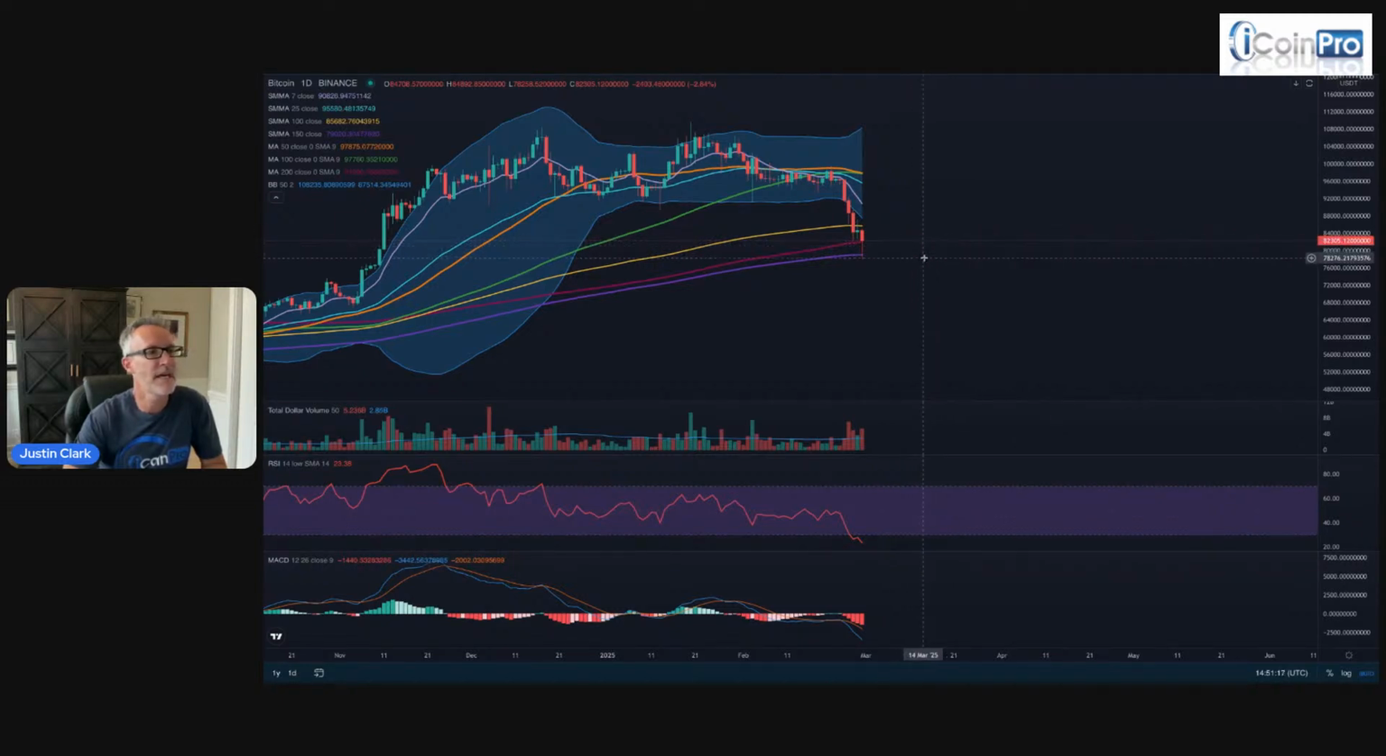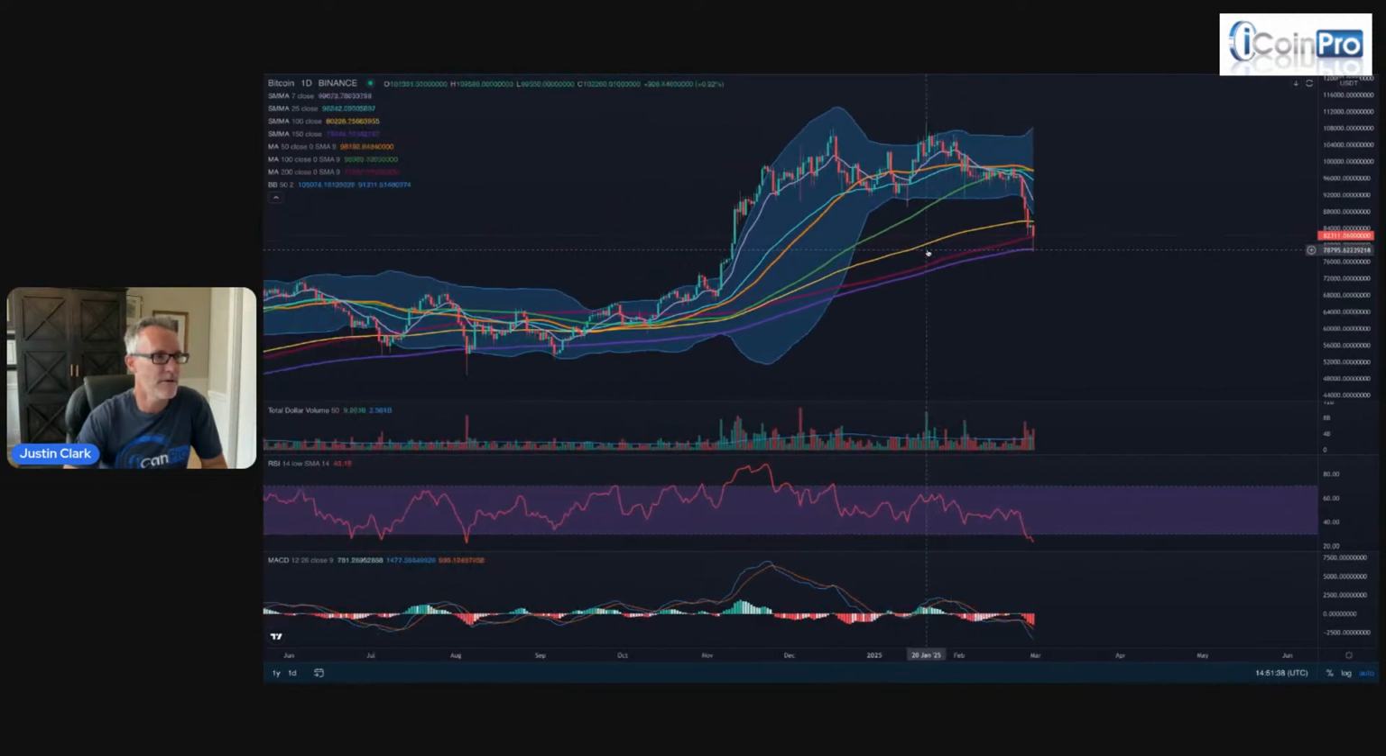On the downside, we've got 78,000 as the low resistance. So that's the key areas right now. We got to get above 86, stay above 81, and obviously not lose 78. That would be really, really bad, but could happen. I mean, anything can happen right now.